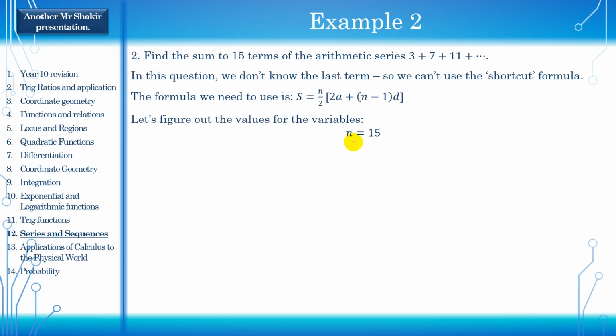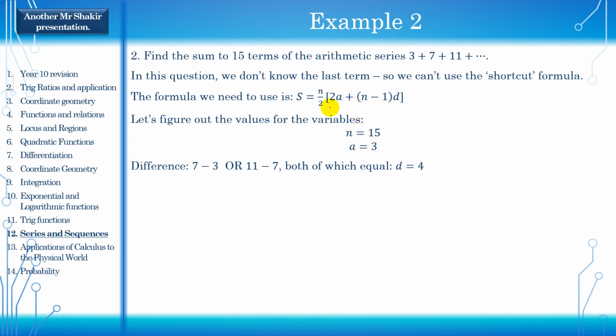So, n will be 15. We need to find the sum of the first 15 terms. So how many terms are there? There'll be 15 terms. And the first term is a, we know this. And the difference is 4. Now we can do 7 minus 3, we can do 11 minus 7, doesn't really matter. Both of which equal a difference of 4. So now we have n, a, and d.